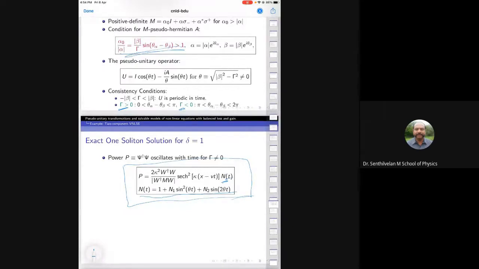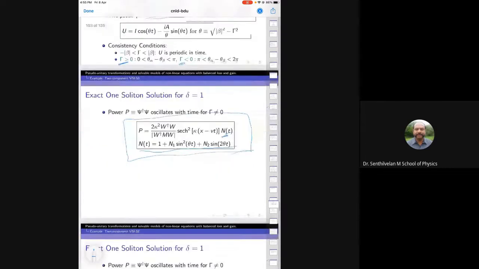And if balanced loss gain is not there, then one can show, I have not given the detailed expression, basically N1 and N2 depend on gamma. So if balanced loss gain is there, gamma is equal to 0, so N1, N2 is equal to 0. So there is no power oscillation. Okay. Let's take the hyperbolic solution of the nonlinear Schrodinger equation.